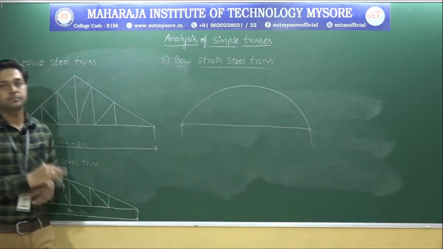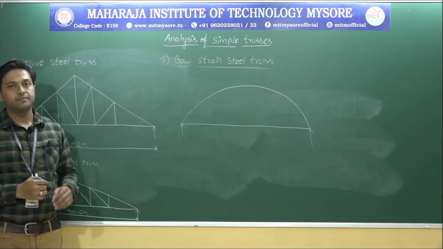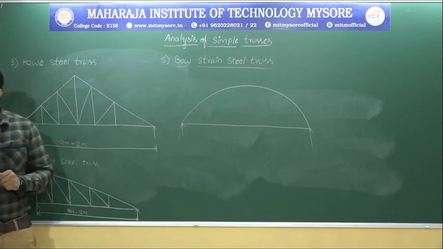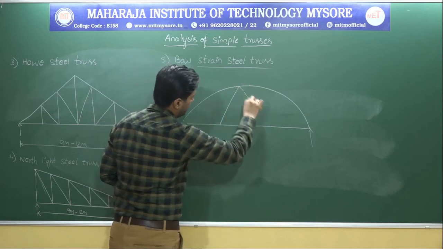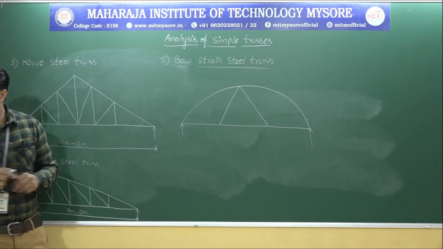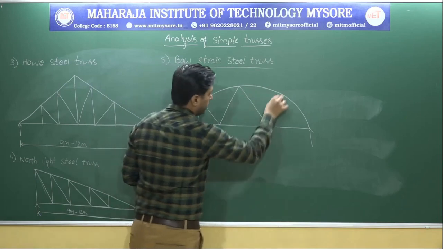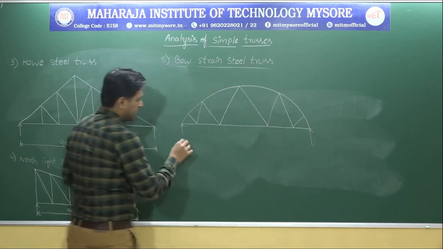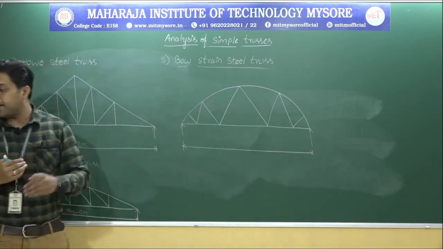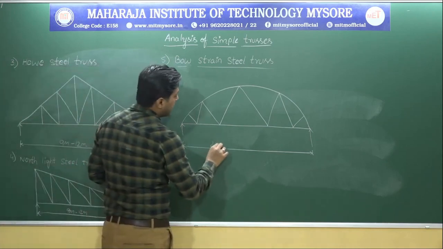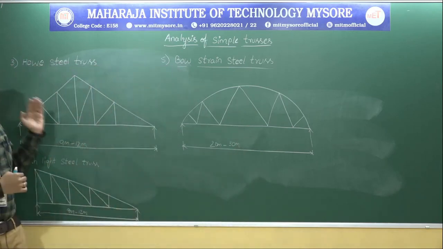Nowadays this is a trend, because by giving a circular, semicircular shape to the steel truss, the aesthetic appearance will be good. So here at the center we will have it like this. This kind of steel truss is provided when the span is ranging between 20 meter to 30 meter. So these are some of the different types of steel trusses.